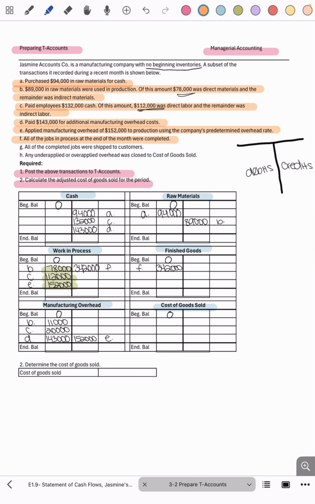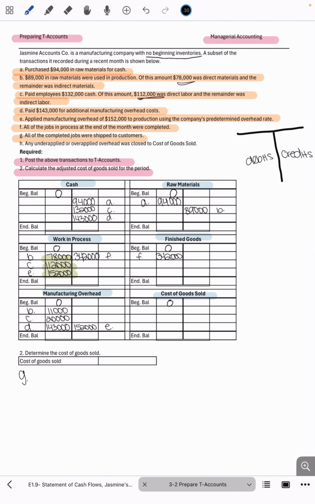So next up we have G, and it says all of the completed jobs were shipped to customers. So for G, we are going to debit cost of goods sold for that $342,000. Okay, and then our credit is going to be for finished goods for $342,000 as well. So let's go ahead and put those in. We have cost of goods sold for $342,000 and finished goods. We will also do $342,000.